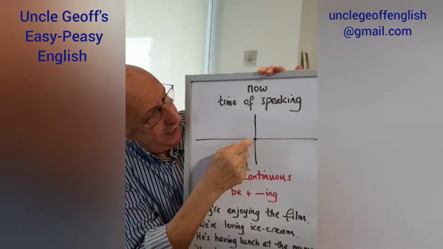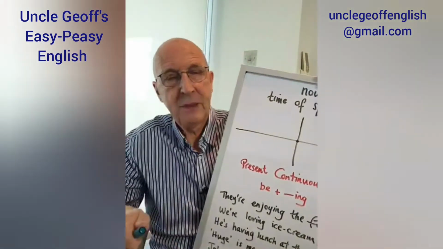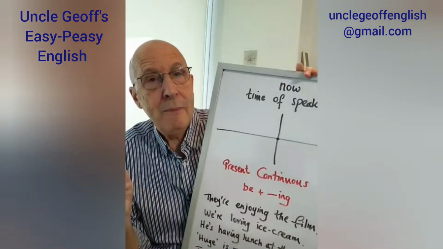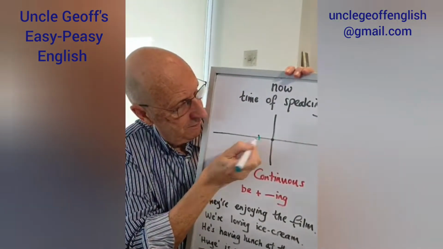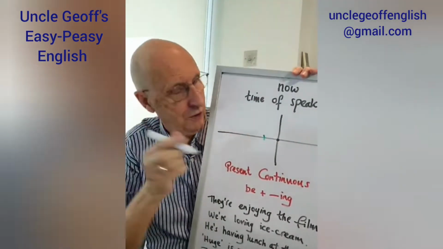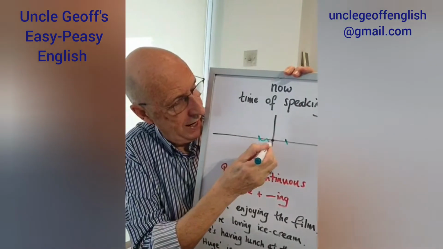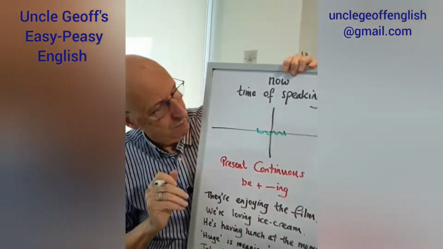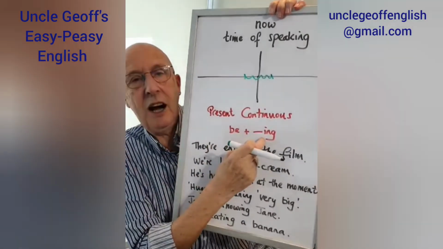So we are here. Where's my green pen? There it is. So I am teaching. I started a few minutes ago. I will finish in maybe half an hour or so. So at the moment, I am teaching. Present continuous, the verb to be plus ing.